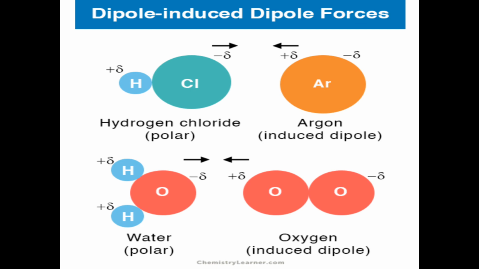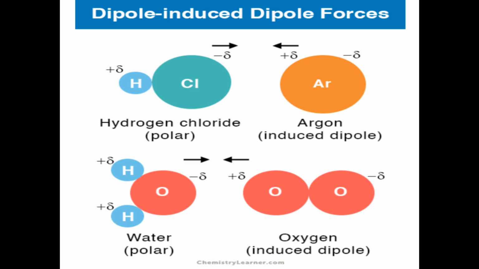So when HCl and argon interact, for instance, the negative end of Cl will now interact with the positive end of argon. Don't forget that the argon here has what is called an induced dipole, positive and negative charge. So this is how dipole-induced dipole forces are created.